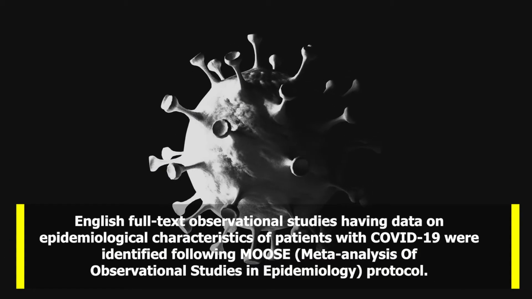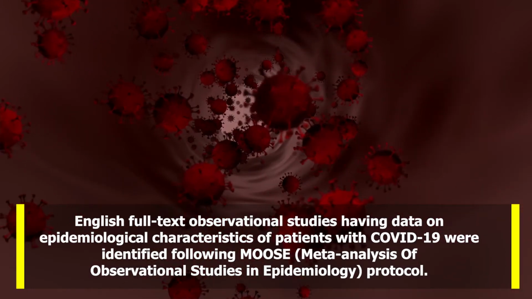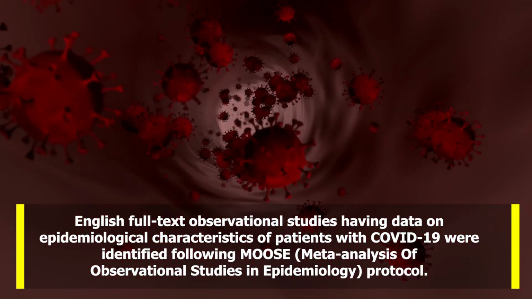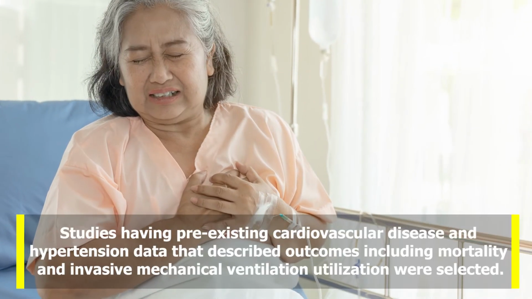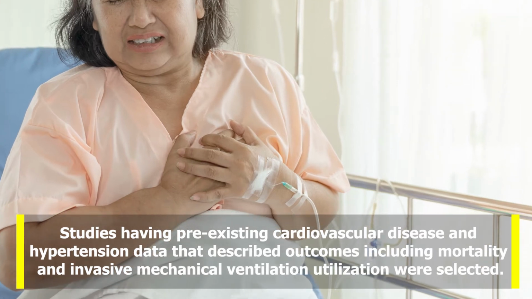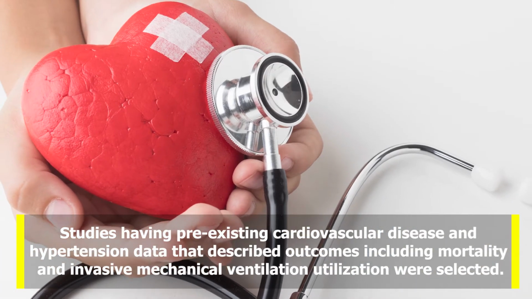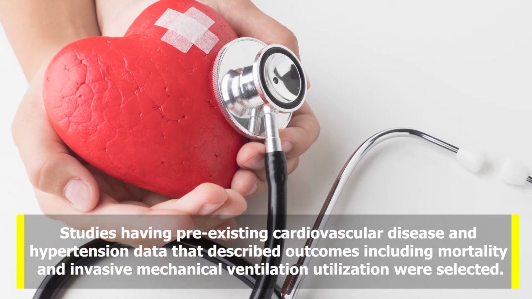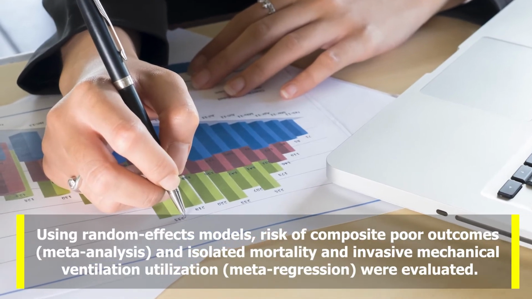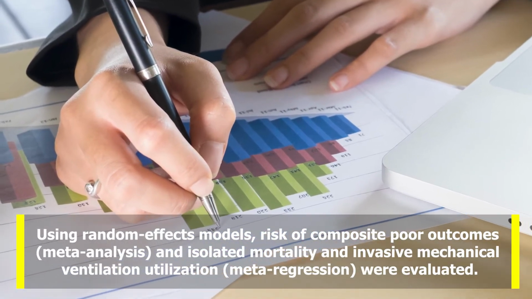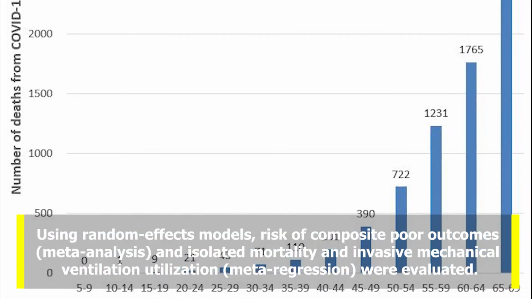English full-text observational studies having data on epidemiological characteristics of patients with COVID-19 were identified following Moose protocol. Studies having pre-existing cardiovascular disease and hypertension data that described outcomes including mortality and invasive mechanical ventilation utilization were selected. Using random effects models, risk of composite poor outcomes and isolated mortality and invasive mechanical ventilation utilization were evaluated.